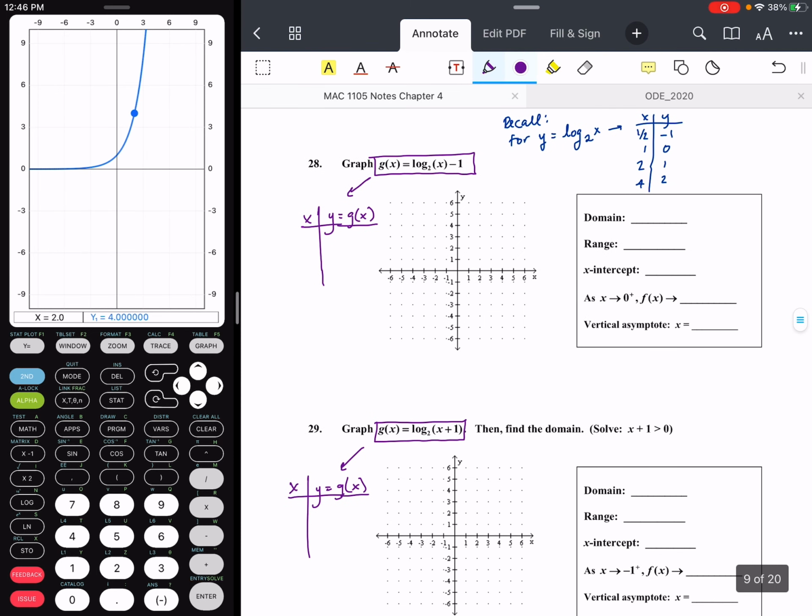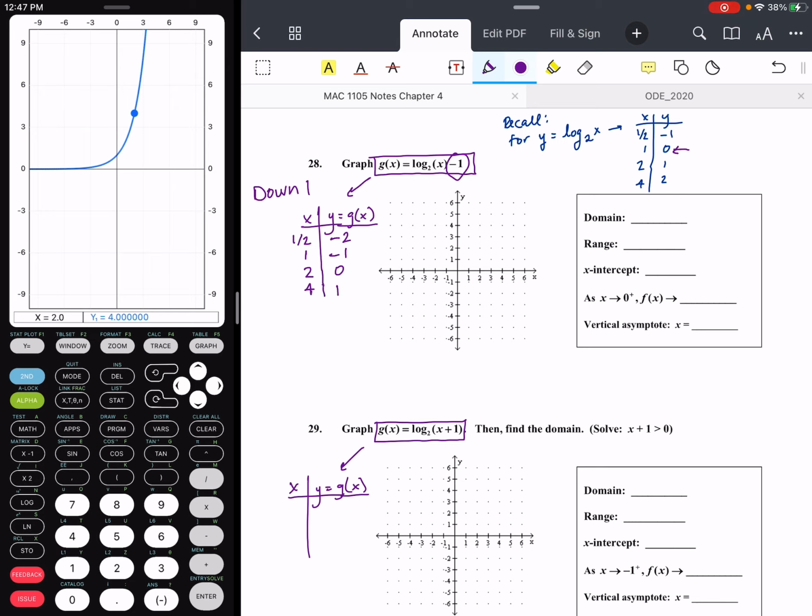All right, so g of x equals log base 2 of x minus 1. This minus 1 is going to produce a vertical shift down 1 unit, right? So our x's will be unchanged. I'm going to copy down our x values, 1/2, 1, 2, and 4. But our y values, because y is our vertical movement, are going to be subtracted 1, right? So -1 minus 1 gives me -2. 0 minus 1 gives me -1. 1 minus 1 gives me 0. And 2 minus 1 gives me 1.